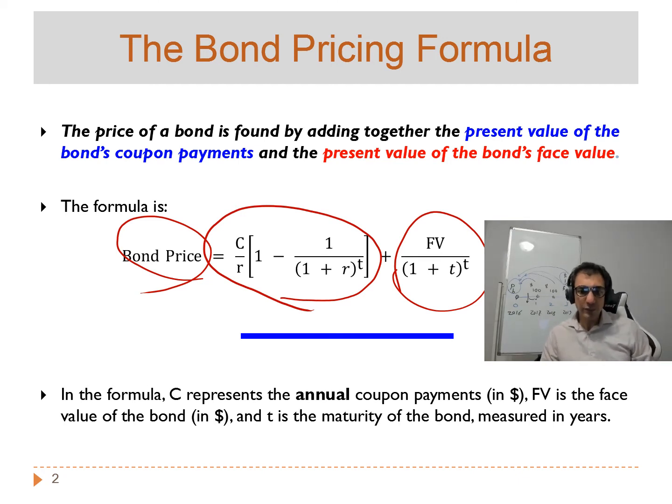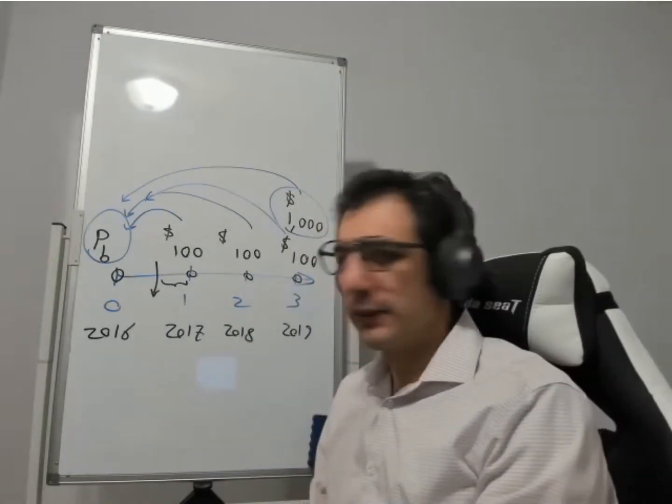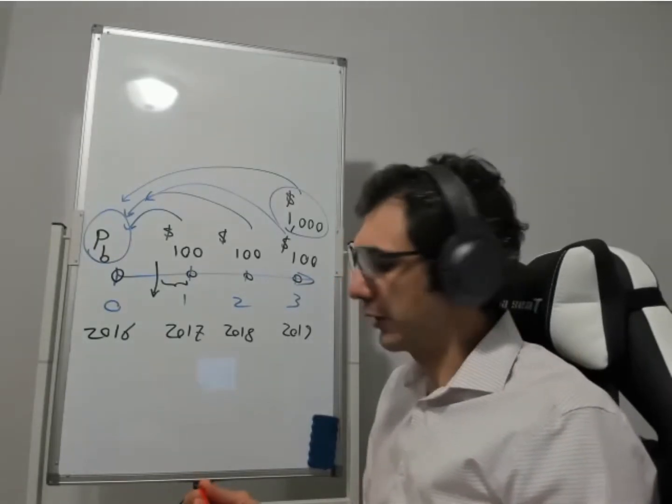However, sometimes it might be a bit complicated or time-consuming to find the present value using the formula. So I highly encourage you to use the financial calculator. We talked about using the financial calculator, and I'm going to show you again today how to use your calculator to find the value of the bond. So let's use this example, and let's find the bond price using our financial calculator.